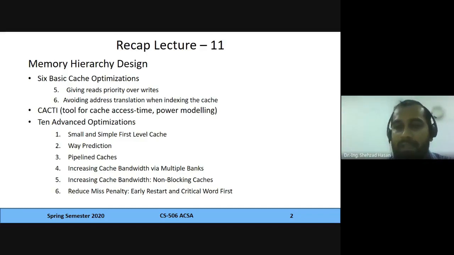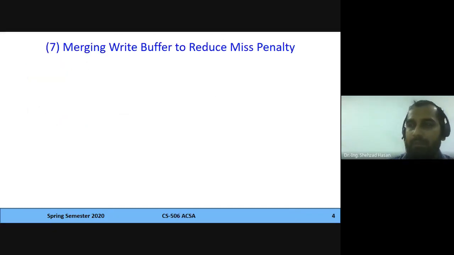And then in early restart, what happens is we load the block in order, that is, the order of the block. But whenever that word comes, it's given to the CPU, and then the remaining words are loaded into the cache. So these were the different optimizations that we saw in the last class, before the midterm.